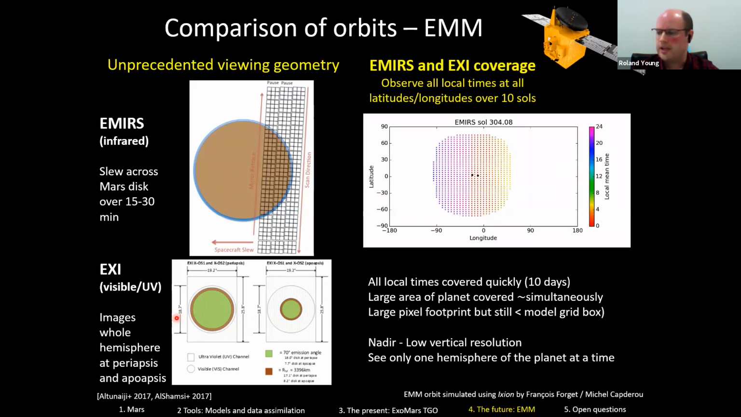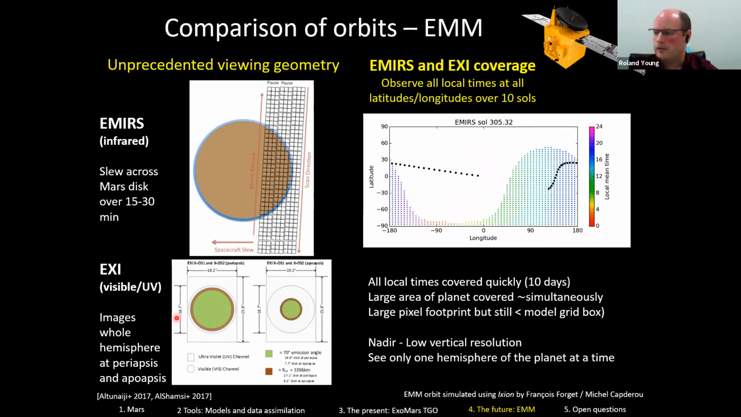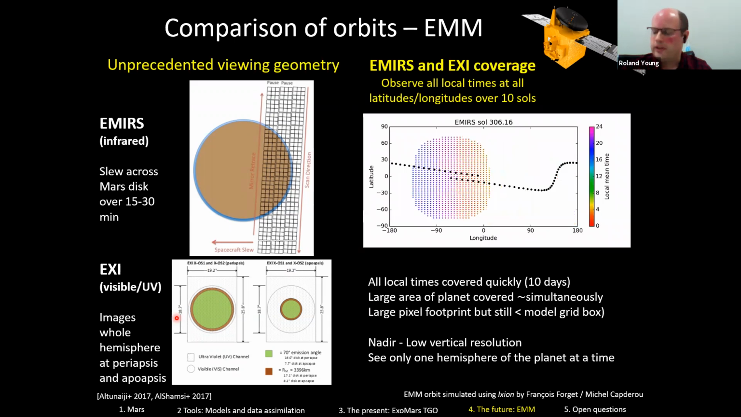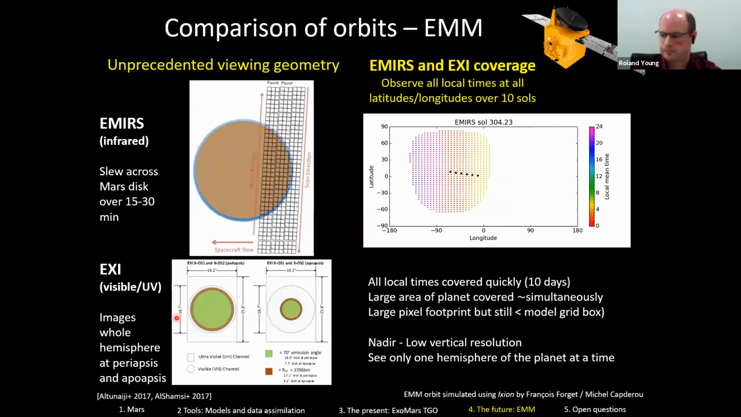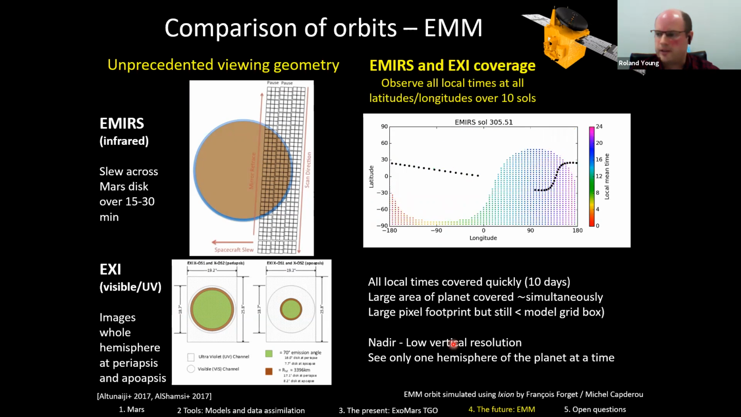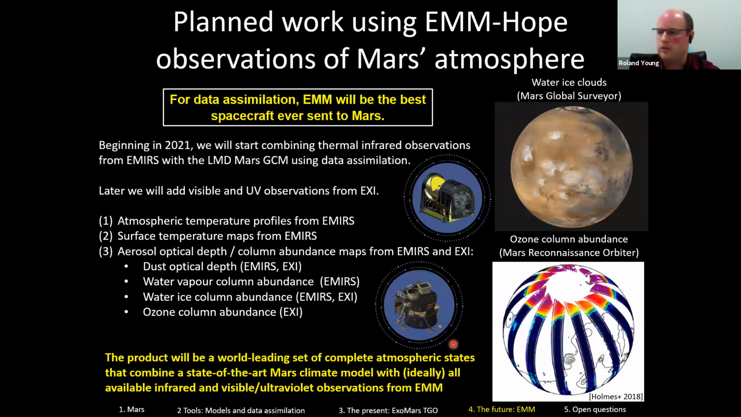And so this animation is showing each of the dots. The color of the dots represents the local time, and the x-axis is the longitude, the y-axis is the latitude. And this means that all of the longitudes and all of the latitudes will be observed at pretty much every local time over just 10 days. And this is much, much faster than has ever been possible before. So this type of data set is going to be very exciting, and we're really looking forward to seeing this and making use of it.